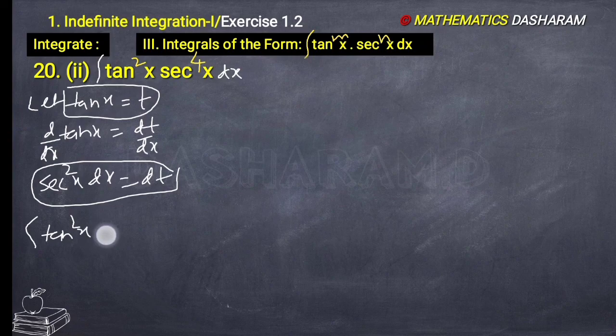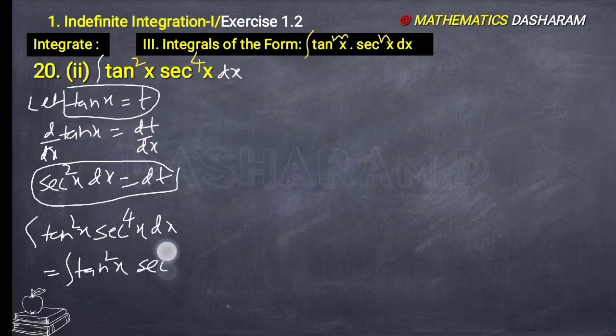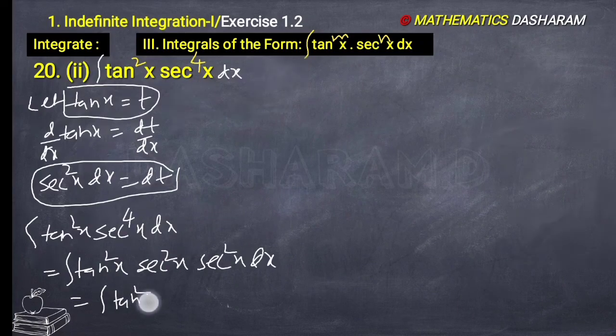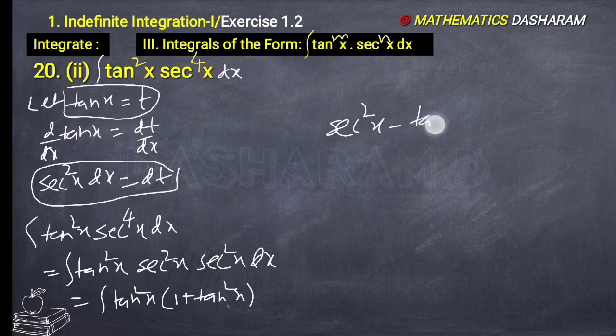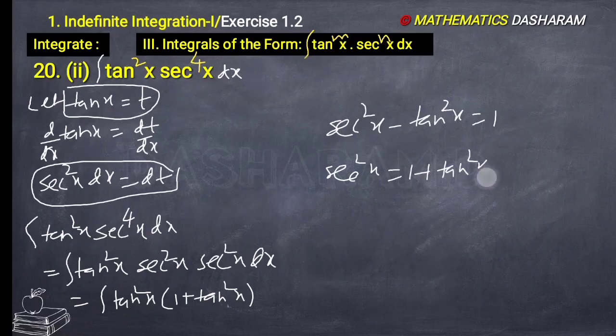Integration tan square x into sec to the power of 4x dx, it is equals to integration tan square x sec to the power of 4x, can write as secant square x into secant square x dx. Integration tan square x, here secant square x can write as 1 plus tan square x. Why? Because one of the formula: secant square x minus tan square x equals to 1. From this, secant square x equals to 1 plus tan square x.